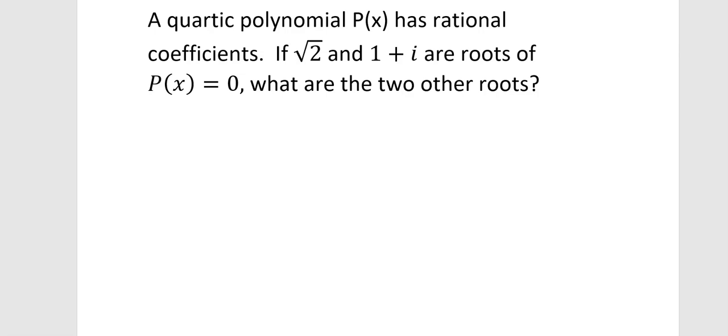A quartic polynomial has rational coefficients. If square root of 2 and 1 plus i are roots, what are the 2 other ones? Okay, so if I have square root of 2 as an answer, what's the conjugate of square root of 2? What's the conjugate mean again? Opposite sign. So if square root of 2 is an answer, negative square root of 2 is an answer as well.